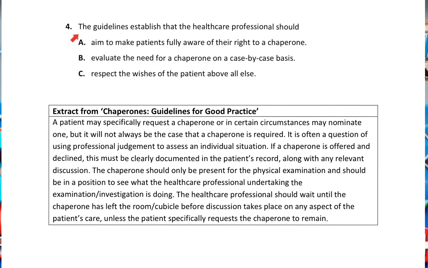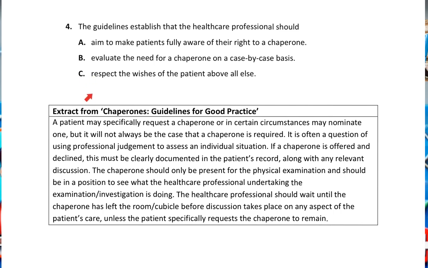That makes the answer for A wrong. Patients fully aware of their right to a chaperone? No. Then B, evaluate the need for a chaperone on a case-by-case basis. This makes sense. It is based on certain circumstances, therefore it is case by case. And as stated over here, it will not always be the case that a chaperone is required. It is often a question of using professional judgment, which means you have to evaluate case by case.